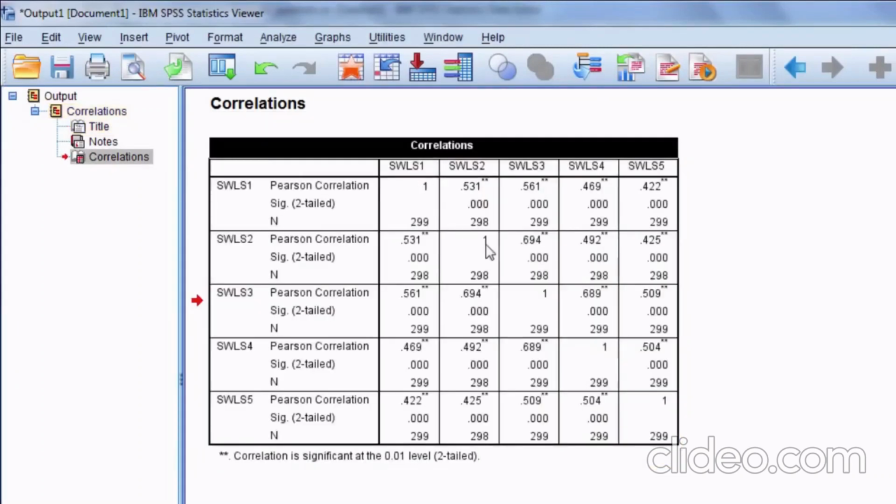And if we look at the off diagonal, where these ones here are the diagonal, they're just one because each variable is correlated with itself, so that's always 1.0. And then the off diagonal represents the correlations of the items with one another. So for example, this 0.531 here, notice it says in SPSS that the correlation is significant at the 0.01 level, two-tailed. This is the correlation between SWLS2 and SWLS1. So all of this triangle indicates the correlations between the different items on the Satisfaction with Life Scale.